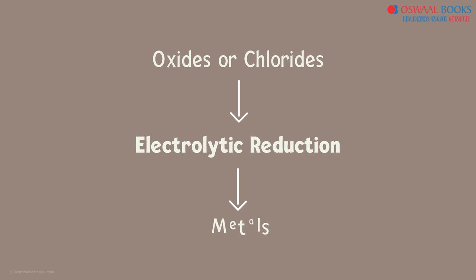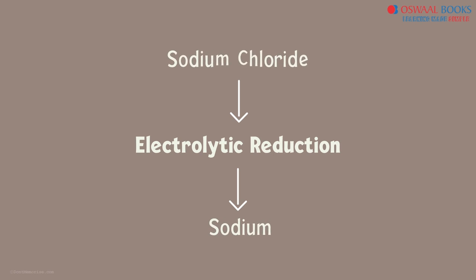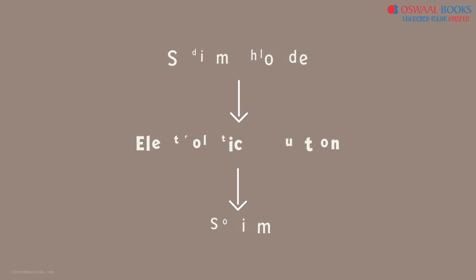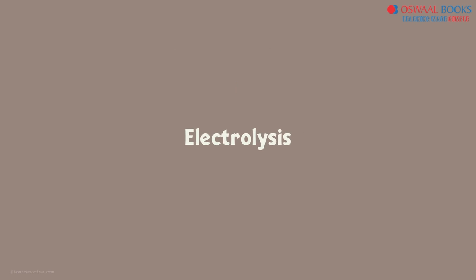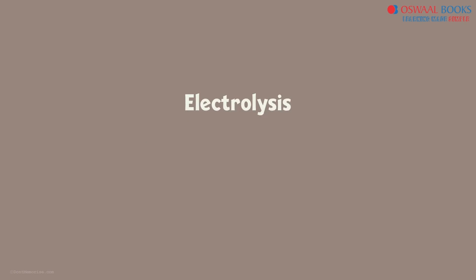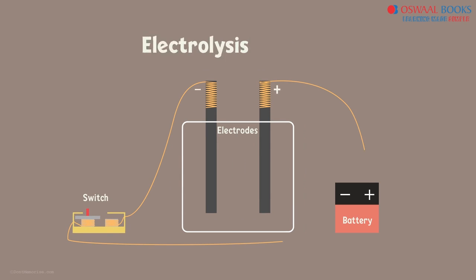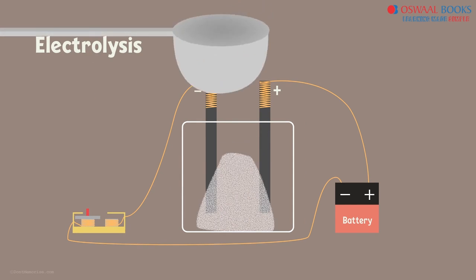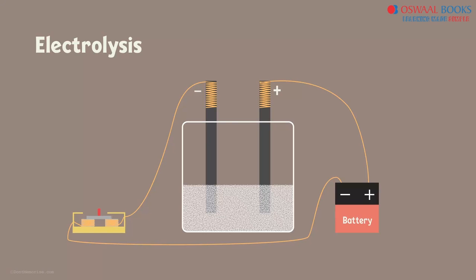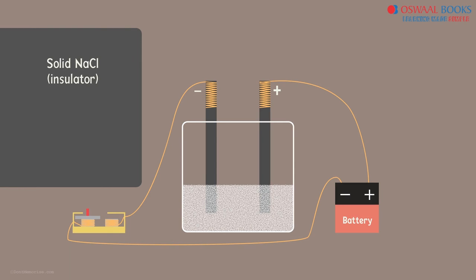Say we want to obtain the metal sodium from sodium chloride. Let's consider a very general setup of electrolysis. We have a couple of electrodes, a power supply, a container, and a plug key or a switch. Now, if we put solid sodium chloride in the container and close the switch, will it undergo electrolysis? No, it won't. And that's because solid sodium chloride will not conduct electricity.